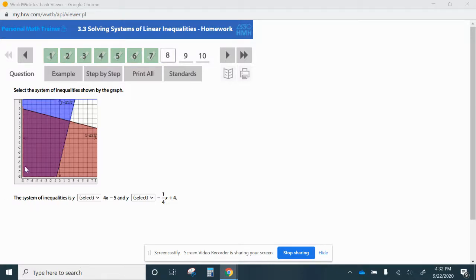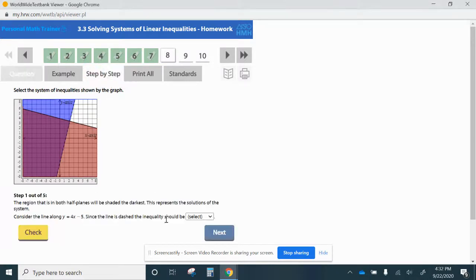Apparently I can't get the pen, so I'll just do the step-by-step for this. The regions of both half planes will be shaded in the darkest. This represents the solution of the system. Consider the line along y equals 4x minus 5. Since the line is dashed, the inequality should be exclusive because it doesn't include the line.